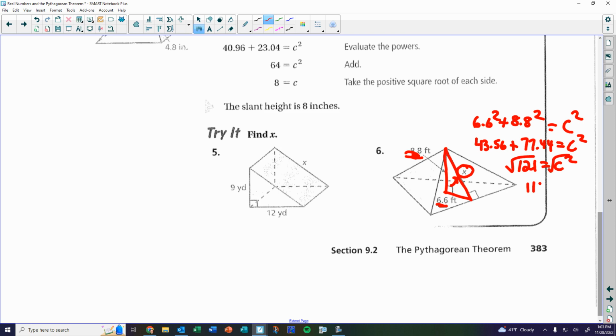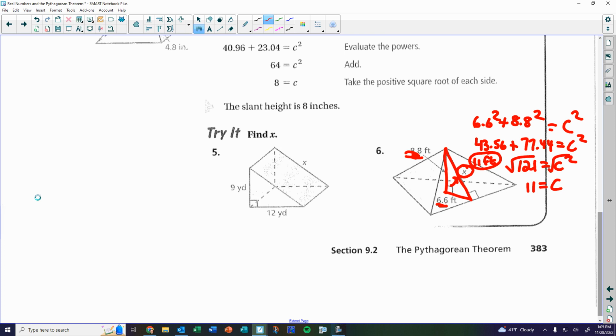11. And is 11 bigger than 8.8? Yep, it's bigger than 6.6. So there's our hypotenuse. So that triangular prism, that diagonal there is 11 feet. All right. So now try number 5. As a team, try number 5. We'll pause the video again.